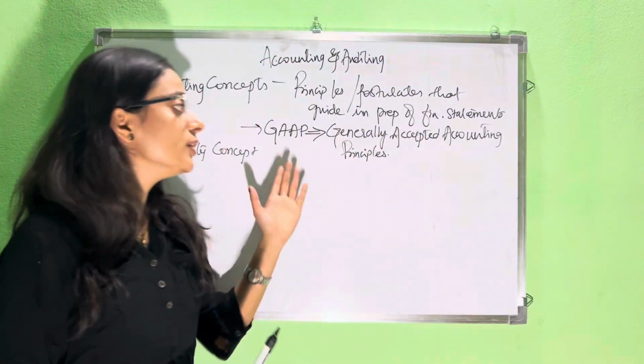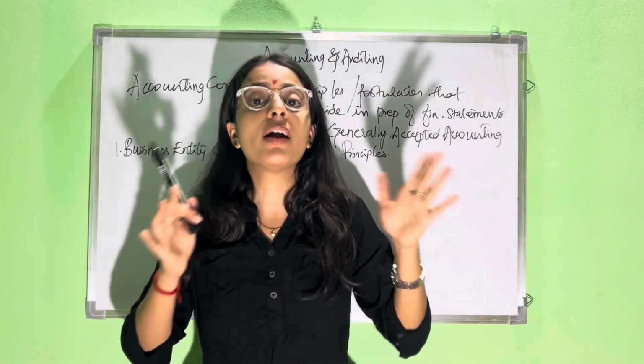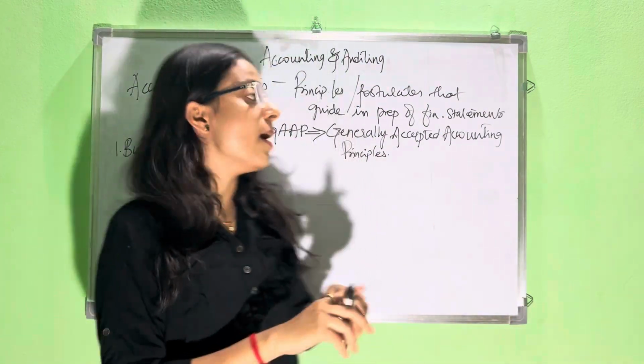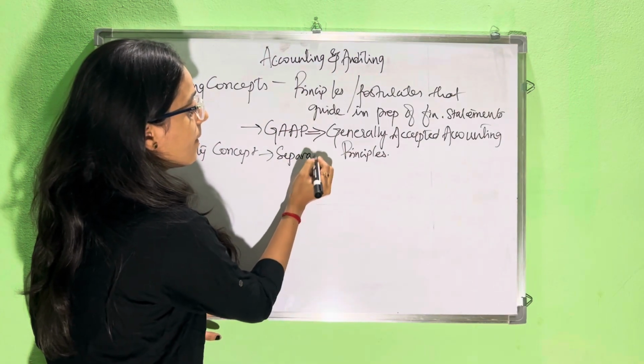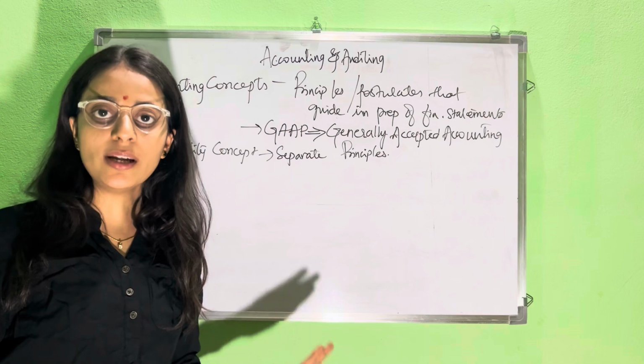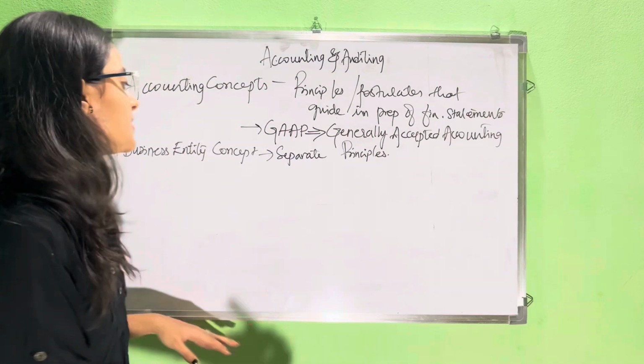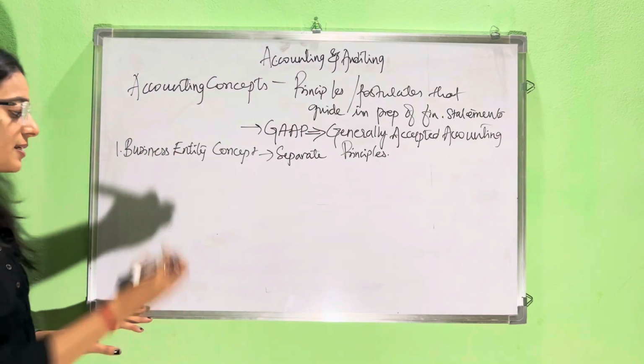Because both the parties are different. We cannot refer to them as a single entity. Both have their separate identities. Business is different from the owner, owner is different from the business. That is the business entity concept.